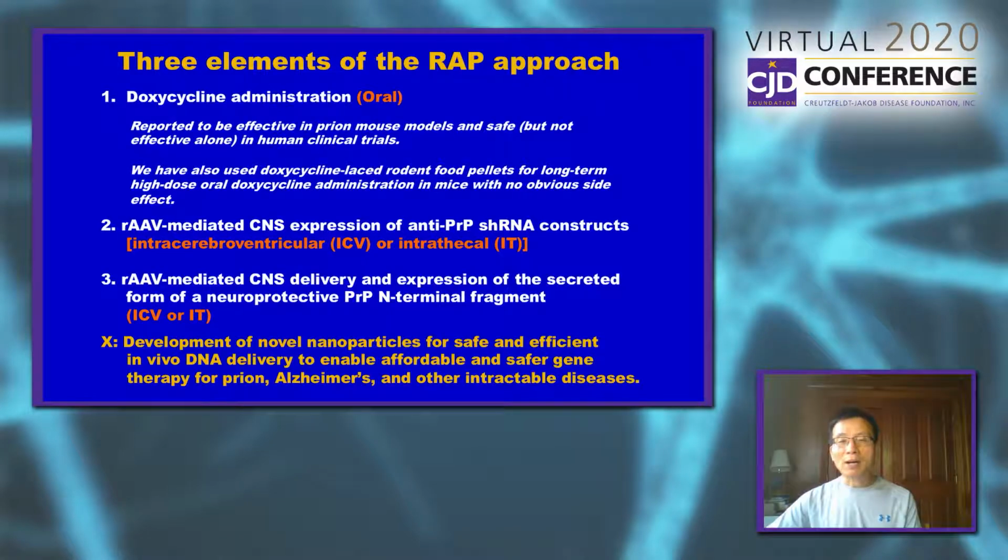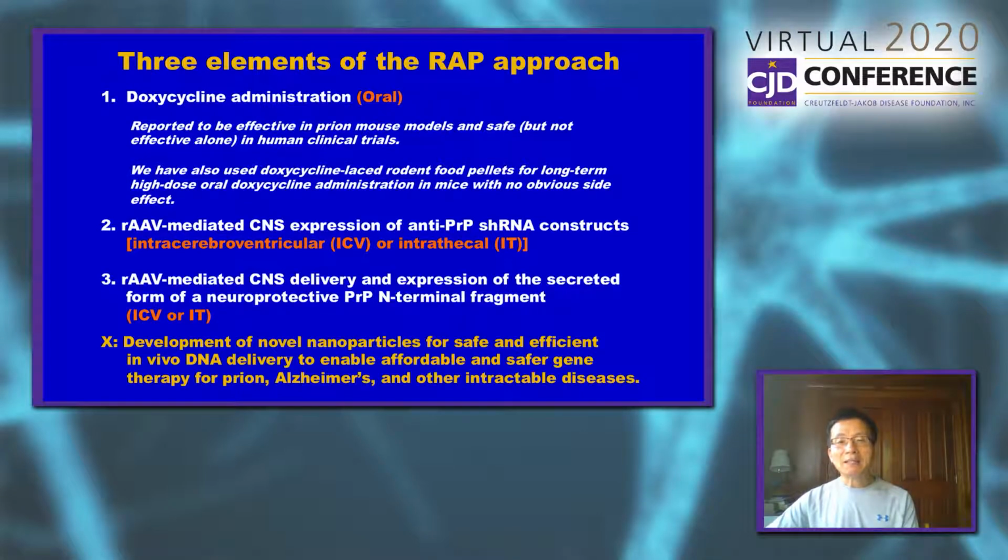Let me explain what rAAV is. rAAV is a recombinant adeno-associated virus, which is the commonly used viral vector for gene therapy experiments and for some clinically approved gene therapy treatments.